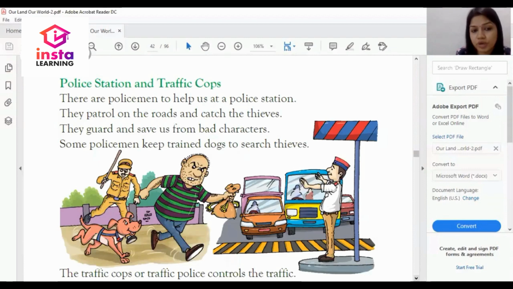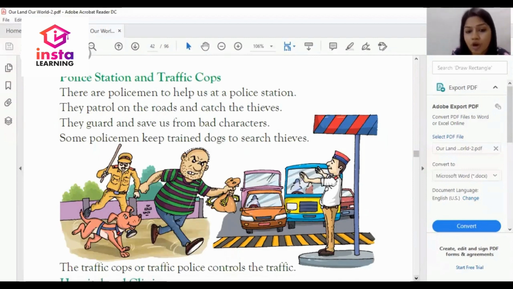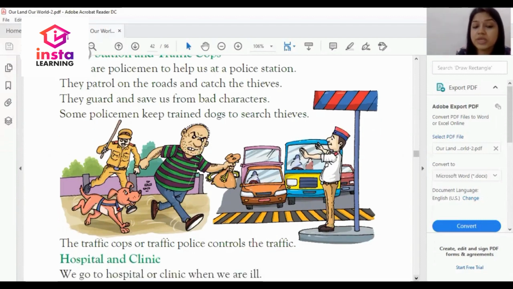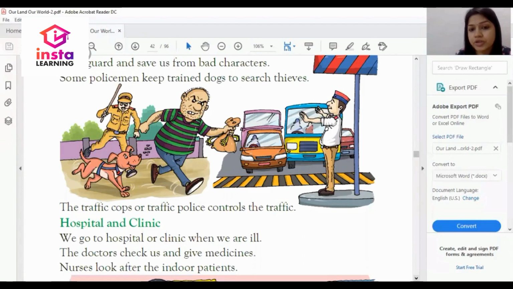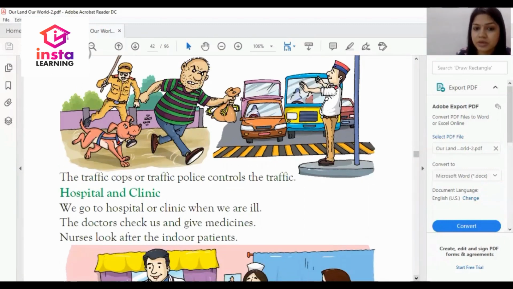The next one is police station and traffic cops. What is the role of traffic cops in our life? The traffic cops or traffic police control the traffic of the city. What is the role of policeman? The policeman help us at a police station. They patrol on the roads and catch the thieves. Yes, student, they guard and save us from bad characters. Yes, student, some policemen keep trained dogs to search thieves.